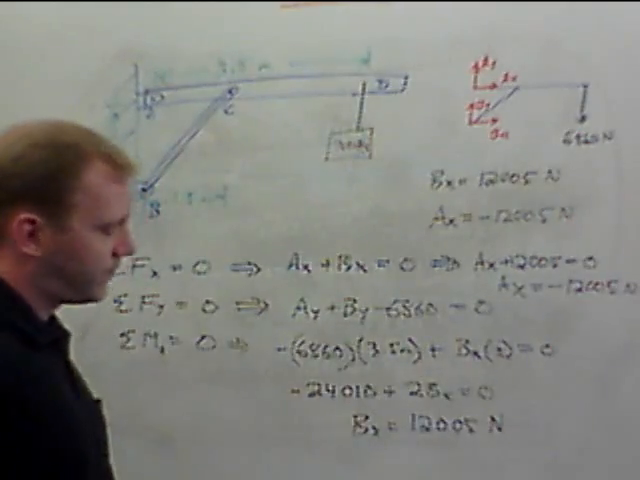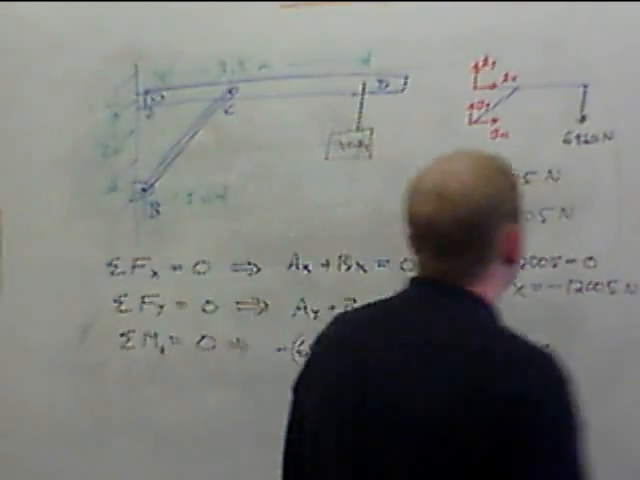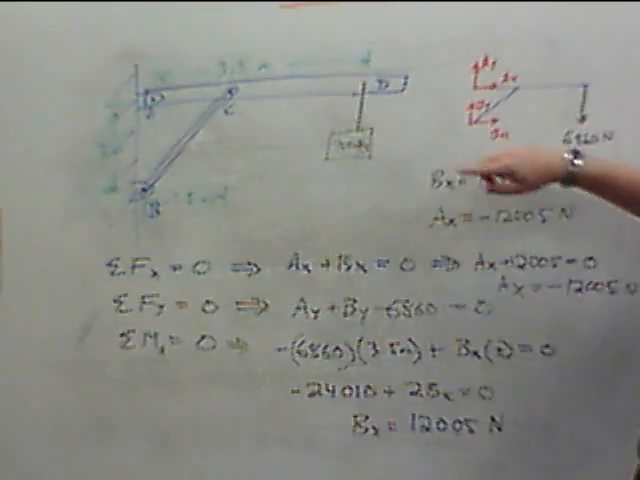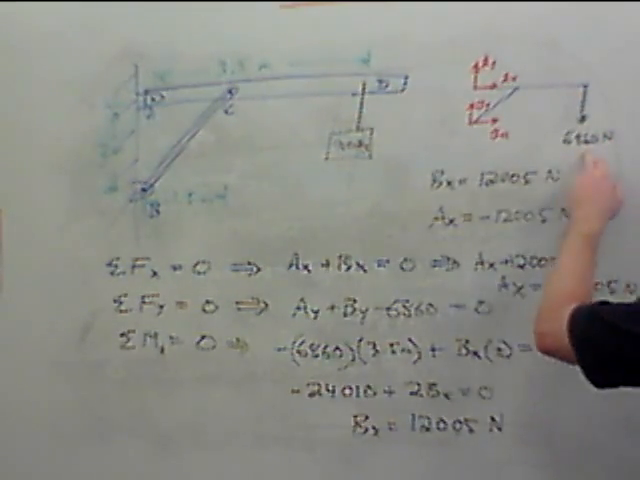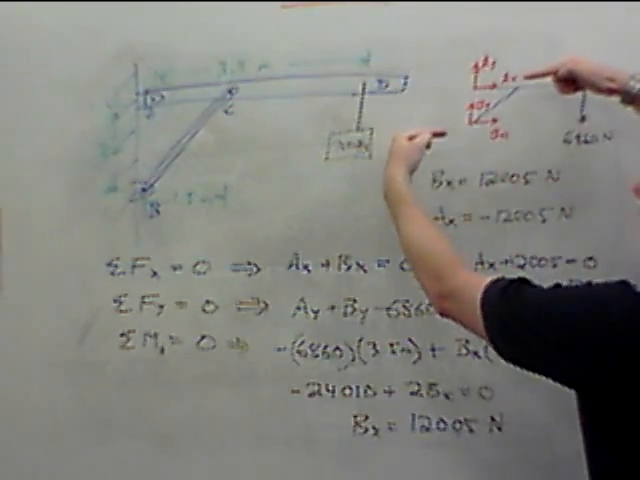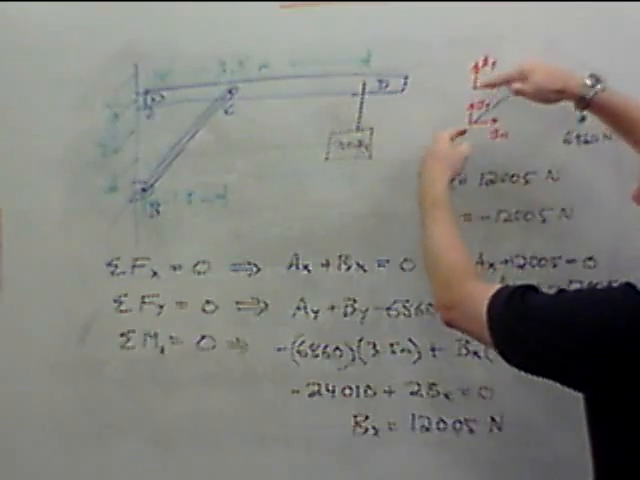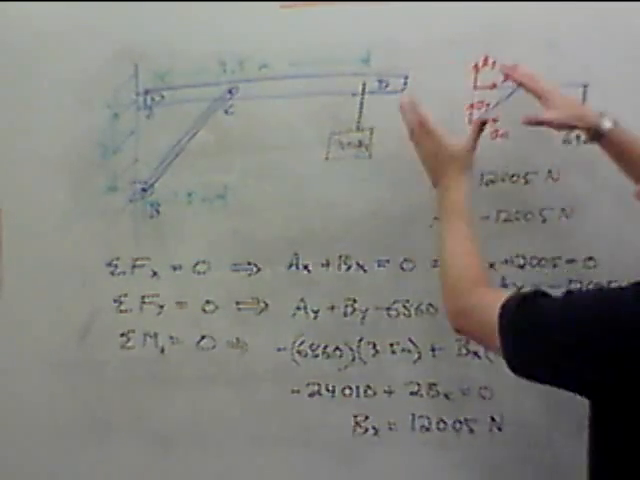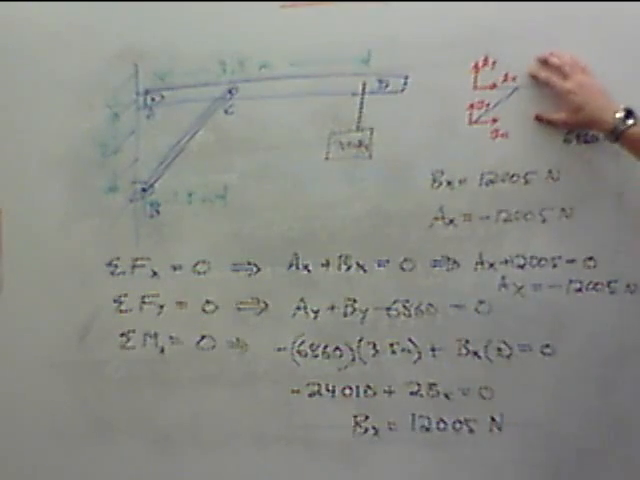So AX is actually pulling in the opposite direction from what we drew it. This force is actually trying to twist it this way. These forces are actually working this way. Again, this turns into a couple here, which turns the other way to torque it back counterclockwise to hold this thing up.